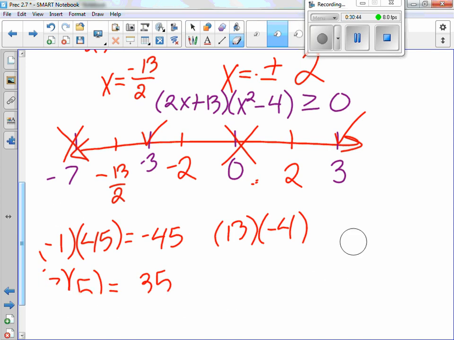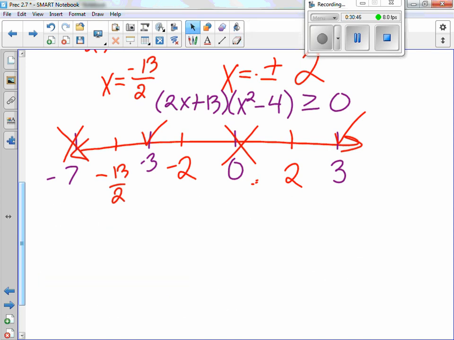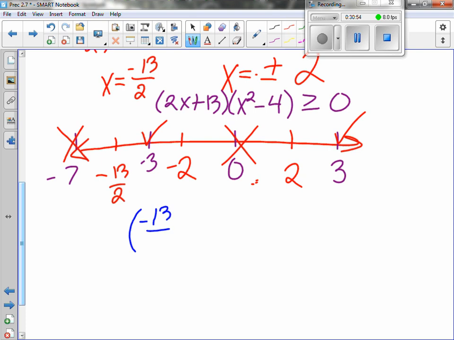Now, the way we write the answer is going to depend on the course that you take. Now, because it's equal to, I don't use parentheses. Brackets.